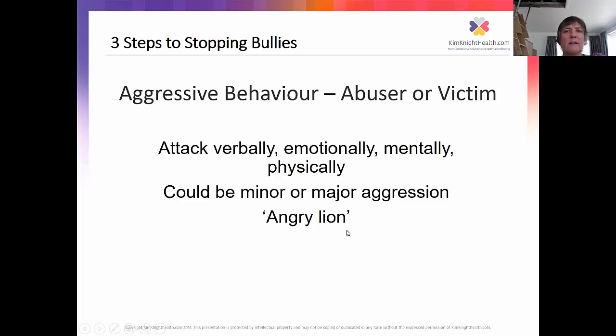Now, the abuser will also have aggressive behavior. But this aggressive behavior can actually come from either the abuser, and it can also come from the victim trying to protect themselves. But either way, the aggressive behavior will be things like attacking verbally, emotionally, mentally, or physically. That is abusive behavior. And all those behaviors that I put right at the beginning of the webinar, such as putting down, demeaning, shaming, humiliating, etc. And this aggressive or demeaning behavior can be quite minor, it can be quite subtle, or it can be very major, and there can be everything in between.